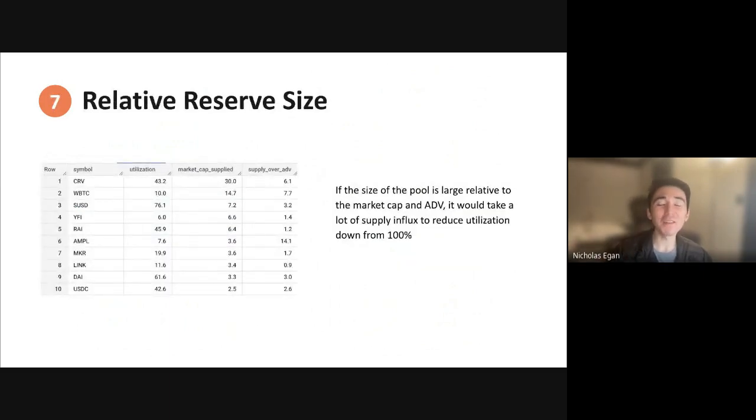All right, the seventh and final heuristic is around relative reserve size. If the size of a pool is large relative to the market cap and ADV, it would take a lot of supply influx in order to reduce utilization down from 100%, if it ever were to get that high. Therefore, we could consider lowering the optimal point, and increasing slope 2 in situations like these.